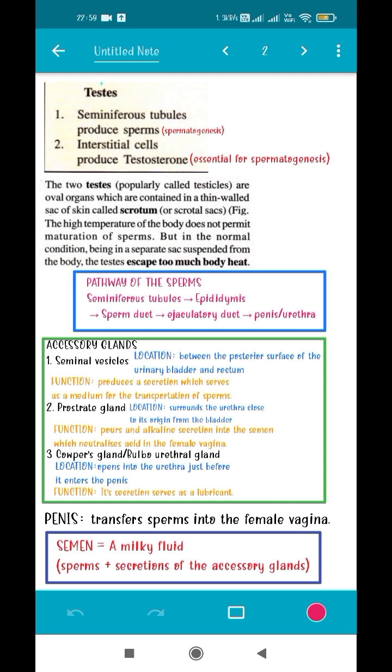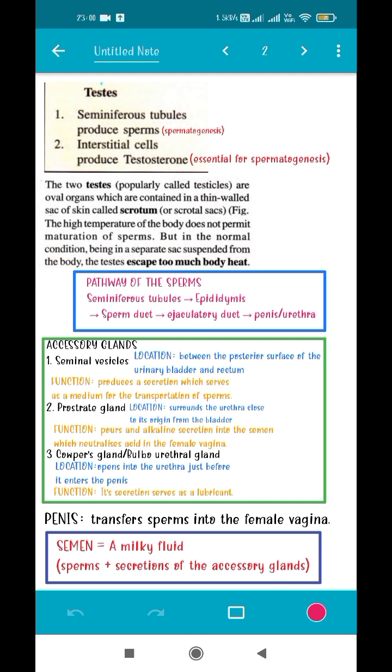Next is the prostate gland. It is located around the urethra, close to its origin from the bladder. So between the urinary bladder and the urethra, this prostate gland is located. It also pours a secretion which is alkaline in nature. Why is it secreted? Because the female vagina is acidic in nature. In order to neutralize it, as we know, acid plus base gives salt and water, the prostate gland will secrete an alkaline secretion.